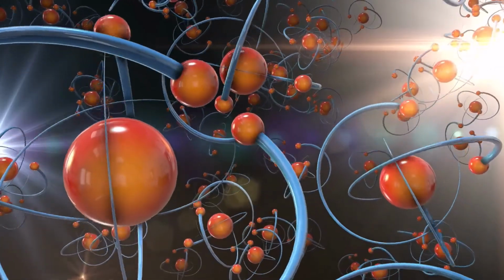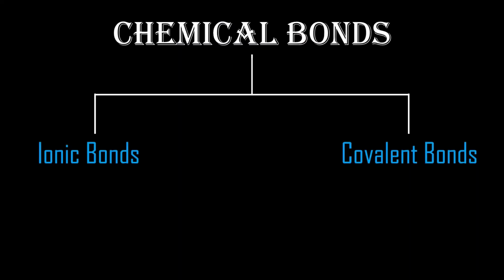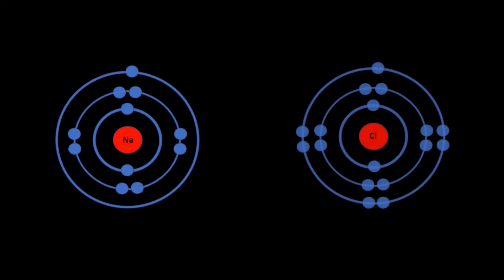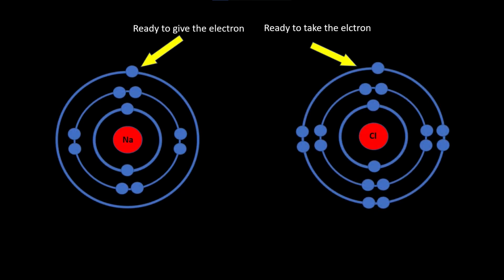Now focusing on to chemical bonds, we have 2 of them. One is called ionic bonds and the other is called covalent bonds. First, let's discuss about ionic bonds. This is a sodium atom. This is a chlorine atom. Sodium has 1 electron which is ready to give out. Chlorine needs 1 electron to fill its valence shell.